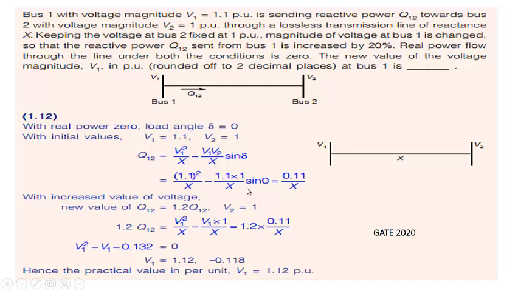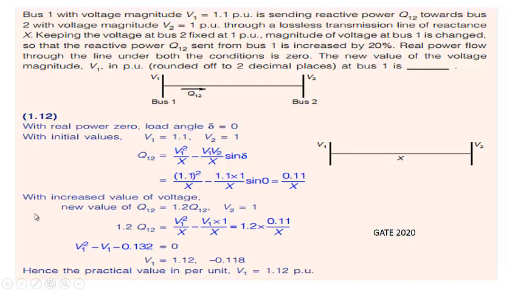Giving the value of delta as 0, cos of delta will be equal to 1. That means it will be 1.1 square, that is 1.21 divided by X, minus 1.1 into 1, that's 1.1 divided by X. When you subtract them, because the denominator is the same, it will be 1.21 minus 1.1, equal to 0.11 divided by X. Let's say this is Q12 in the first condition.